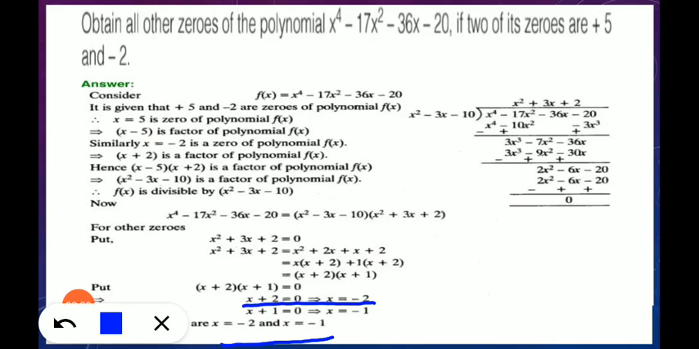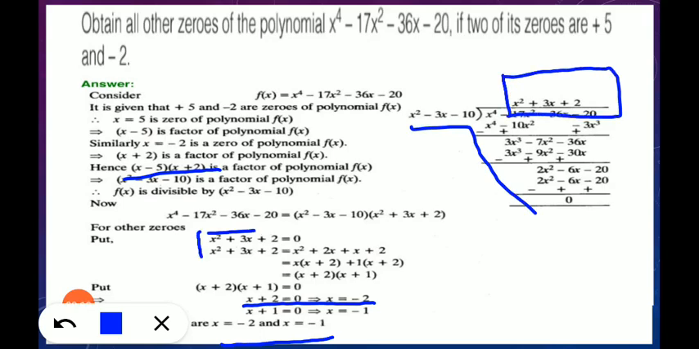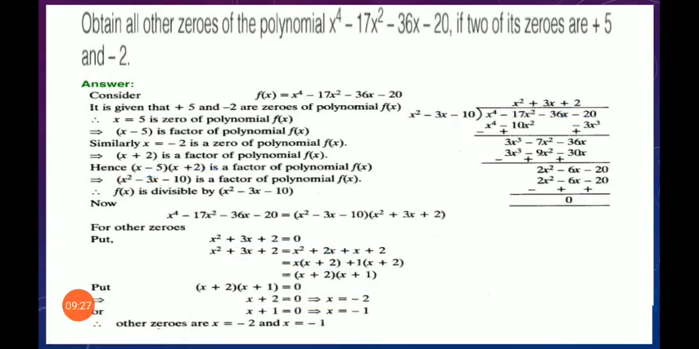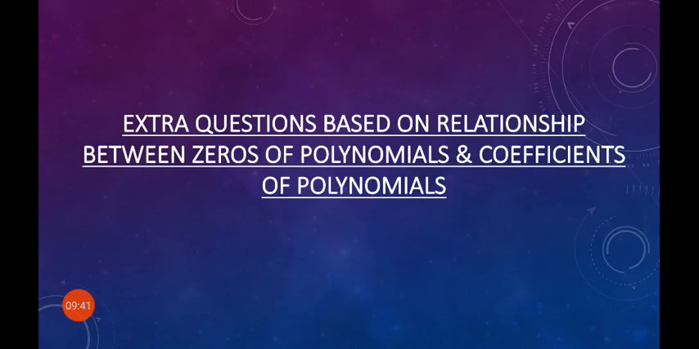Understood? First we have to find out the combined factor. Then we have to do the division for getting the quotient. Then third step, we will take the quotient equal to 0. After that we will factorize it. After factorizing, we will take it equal to 0, and then from there we will find out the value of x. After finding the value of x, those values are known as the zeros of the polynomial. Understood? Okay, now we will move to the next question.